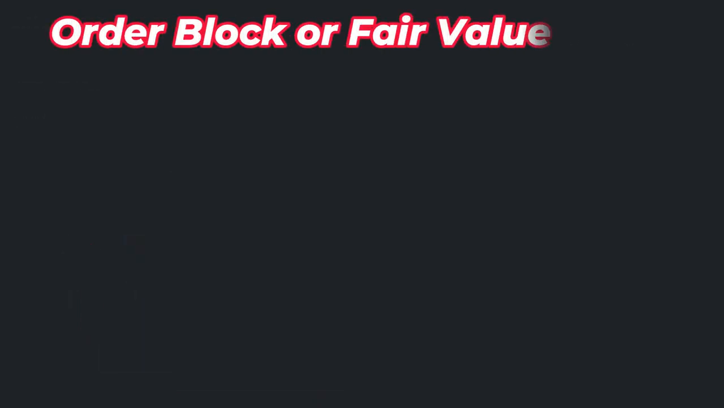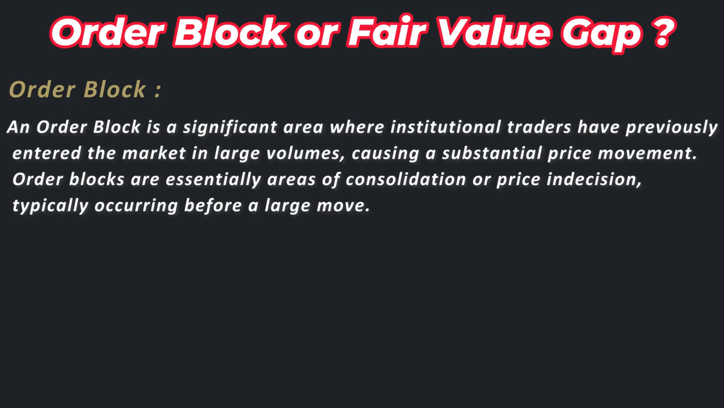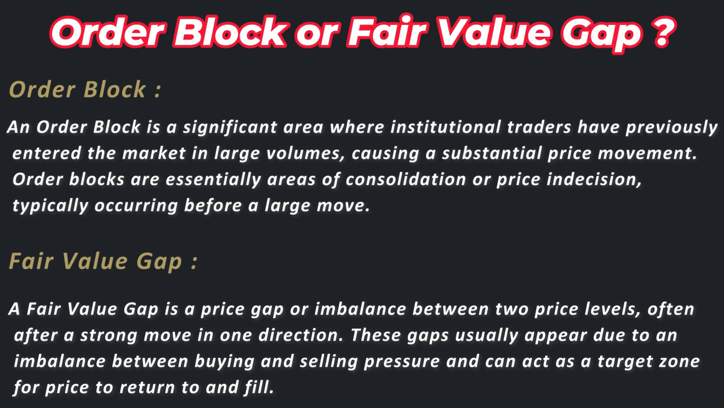The main question now is which area represents the optimal entry area for the trade, the order block or the fair value gap? An order block is a significant area where institutional traders have previously entered the market in large volumes, causing a substantial price movement. Order blocks are essentially areas of consolidation or price indecision, typically occurring before a large move. Versus a fair value gap is a price gap or imbalance between two price levels, often after a strong move in one direction. These gaps usually appear due to an imbalance between buying and selling pressure and can act as a target zone for price to return to and fill.